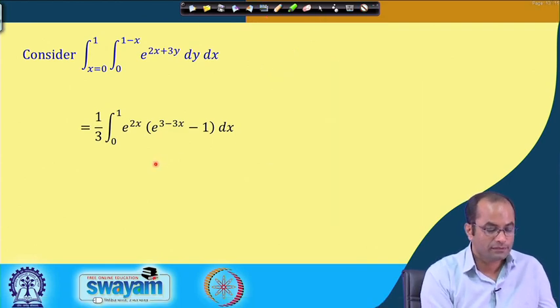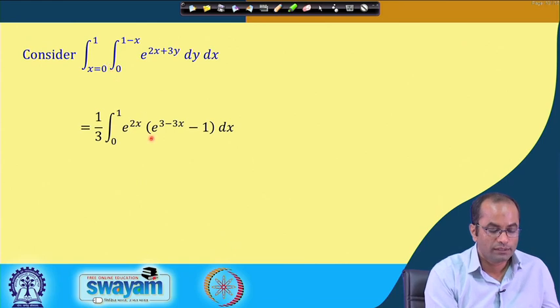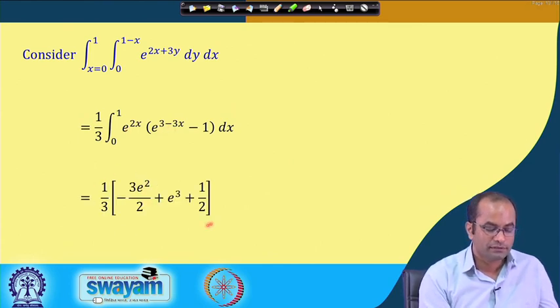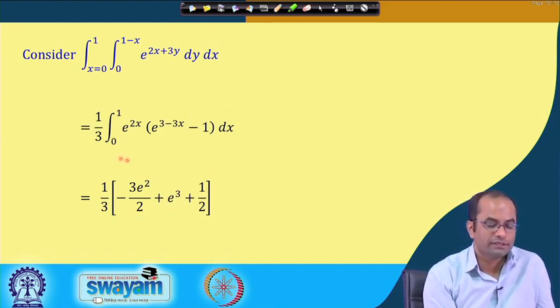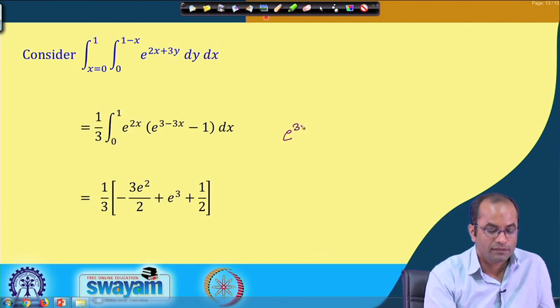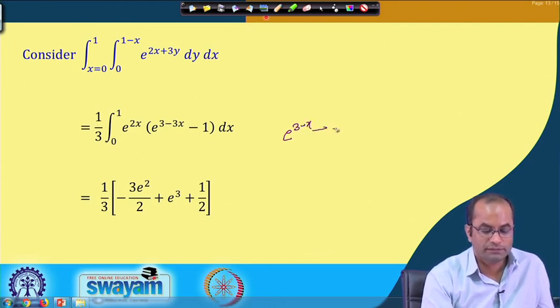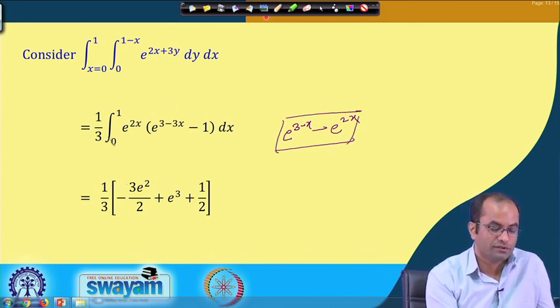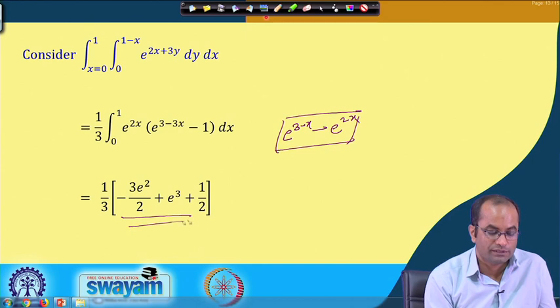So, this is the inner integral, and now we can integrate this as well, because it is a simple integral. We will get 1 by 3, and then there will be minus e power 3 minus x over 2, plus e cube, and plus half when we integrate this simple integral. You can multiply here by e power 2x. So, we will get e power 3 minus x, and then minus here e power 2x, which we can integrate and put the limits 0 and 1, and we will get this number here.